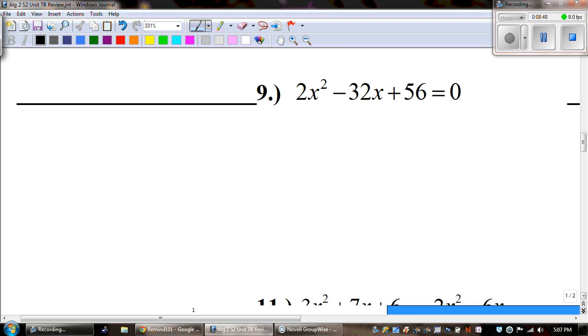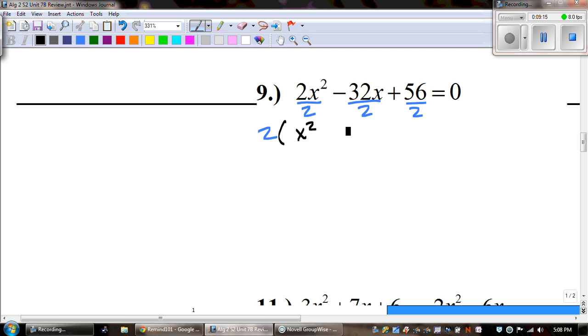Okay, number 9. Is there a GCF? Remember, that's the first thing you want to check. Otherwise, if you start multiplying, you're looking for the factors of 112. And let me tell you, that ain't pretty, because that's what I did the first time I did the problem. I wasn't smart, okay? Take out the GCF first. The 2 comes out front.